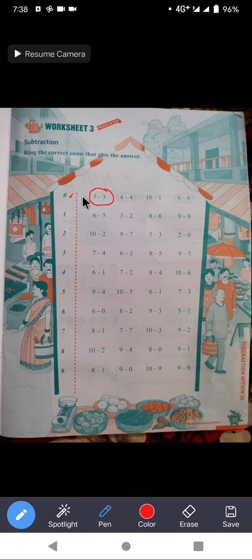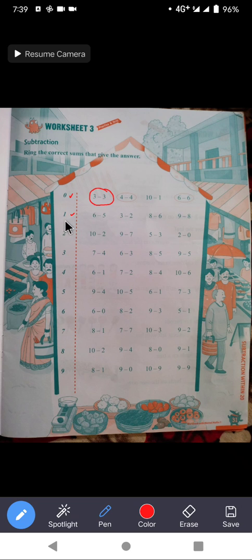Okay, 3 minus 3 is 0. Yes, 4 minus 4 is also 0, so we will circle it. 10 minus 1 gives 9, but we have to circle only those which give 0. So 10 minus 1 is not giving 0, that's why we'll leave this one. Now 6 minus 6, yes, it gives 0, so circle it also. Now come to this one.